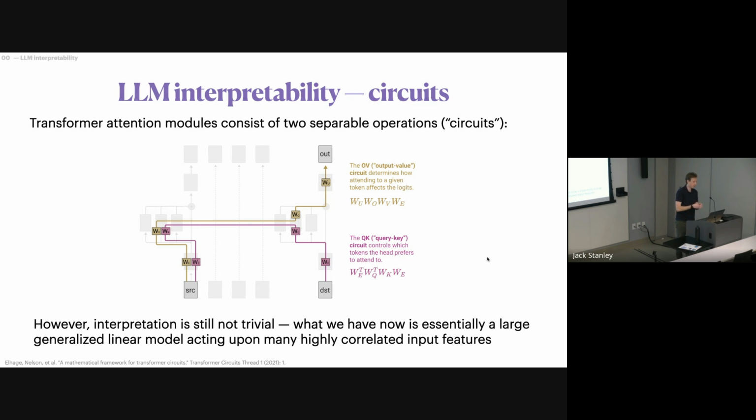So this is a very nice formulation because essentially we've reduced this complicated attention mechanism down to two separable linear operations. But still, interpretation with this is not exactly trivial because what we have now is essentially just a large generalized linear model that acts upon many highly correlated input features, which are the embeddings, of course. And that's still not super easy for interpretation in the best case scenario.